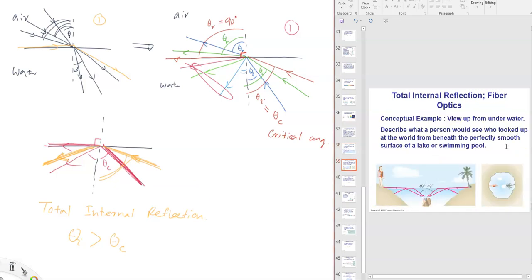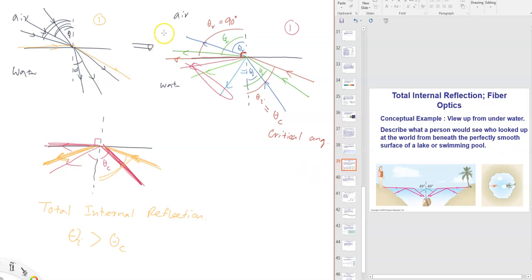Here's another thing. The person underwater is looking up and gets a much larger view of the surroundings, right? Because light from many areas around the person can come to the person because of this internal bending. Okay.